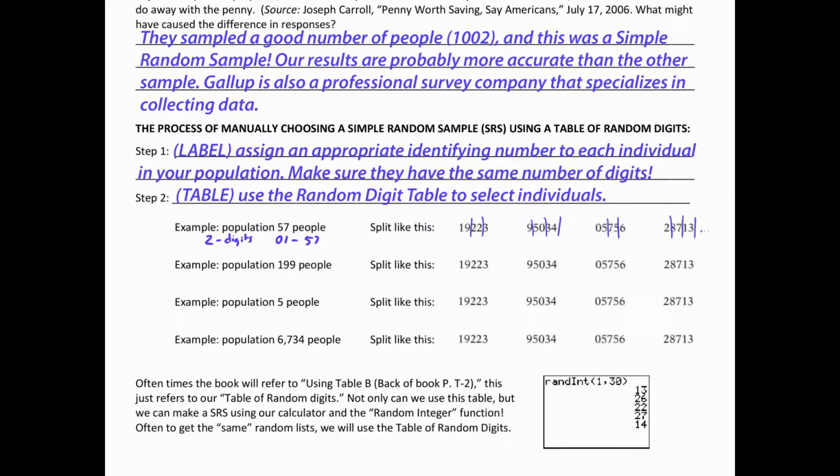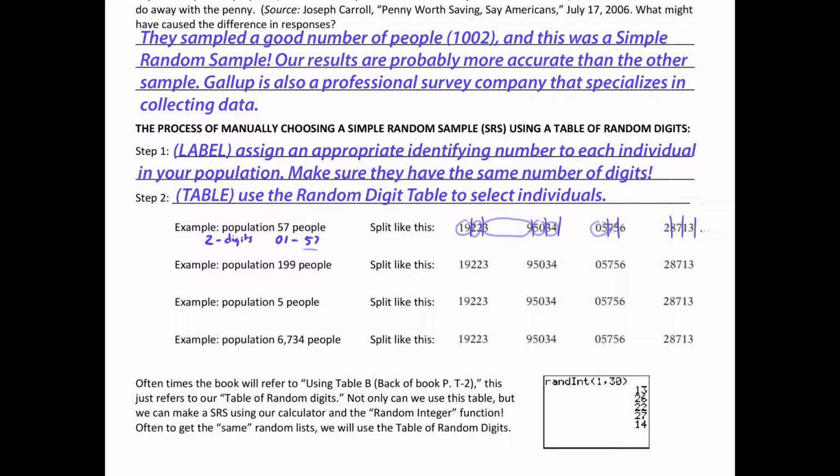Now, if I am selecting people, you have to think about who you can select. So I can only go up to 57. So that means I would choose 19. That's okay. 22 is okay. 39 is even okay because they're all less than 57. That's my max. 50 is perfectly fine. 34 is. 5 is.